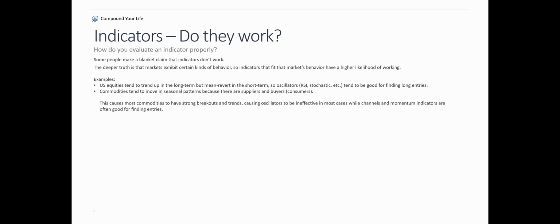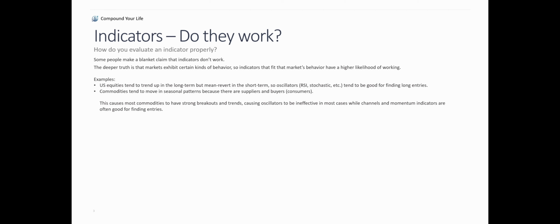So as an example, US equities tend to trend up. They tend to be long biased in the long term. But in the short term, there's a lot of mean reversion. And so oscillators like the RSI, stochastic, and what we're going to see today, the ultimate oscillator, are very good for finding long entries because they're good at catching pullbacks in an otherwise long-term bull trend.